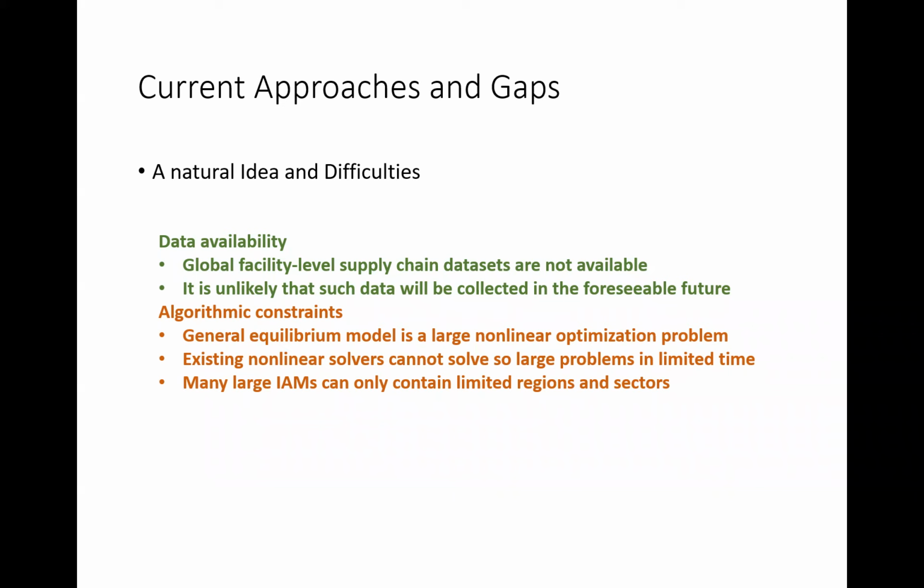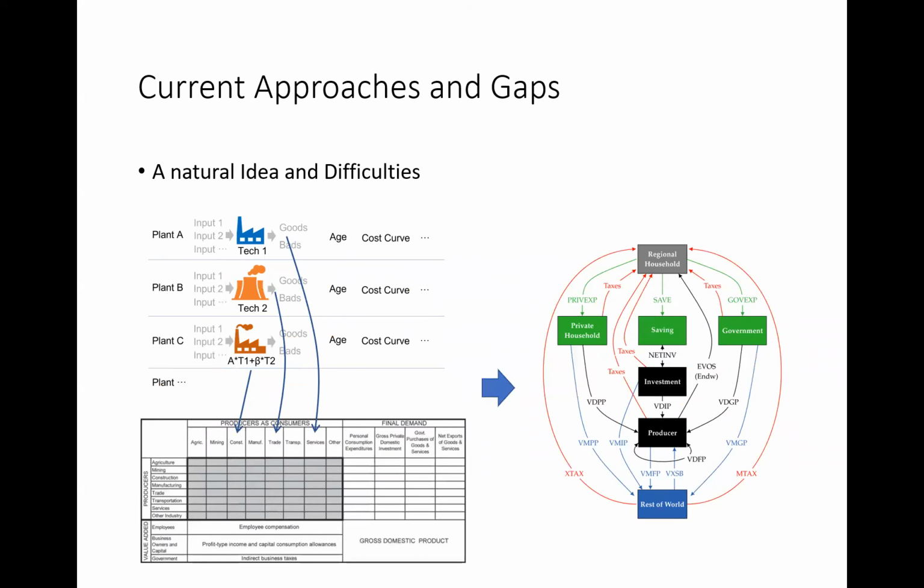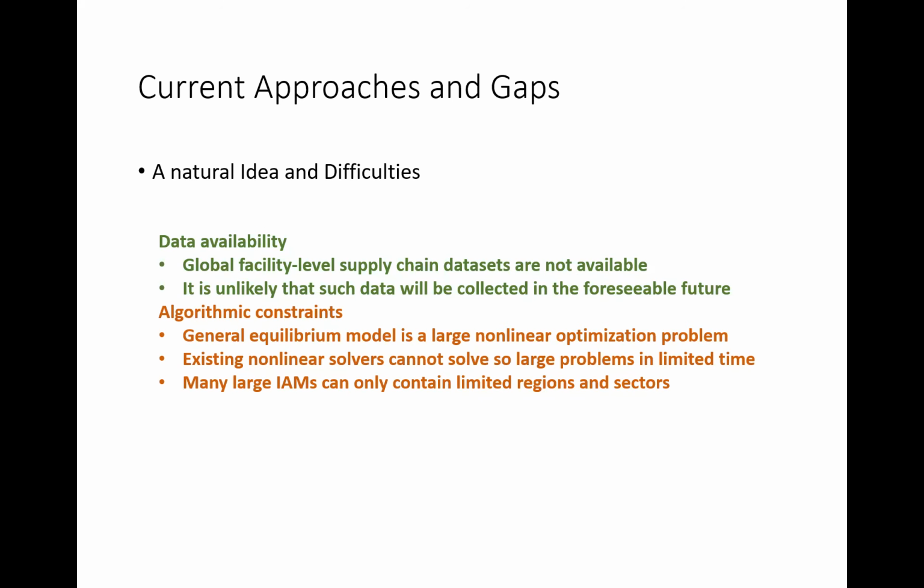This is the data availability problem, and the second thing is a computing issue. The model shown here is a general equilibrium model. It's a large nonlinear optimization problem, so it's hard to solve. I don't know, does someone do this type of nonlinear optimization? It's hard to solve, and existing nonlinear solvers cannot solve very large problems in limited time.